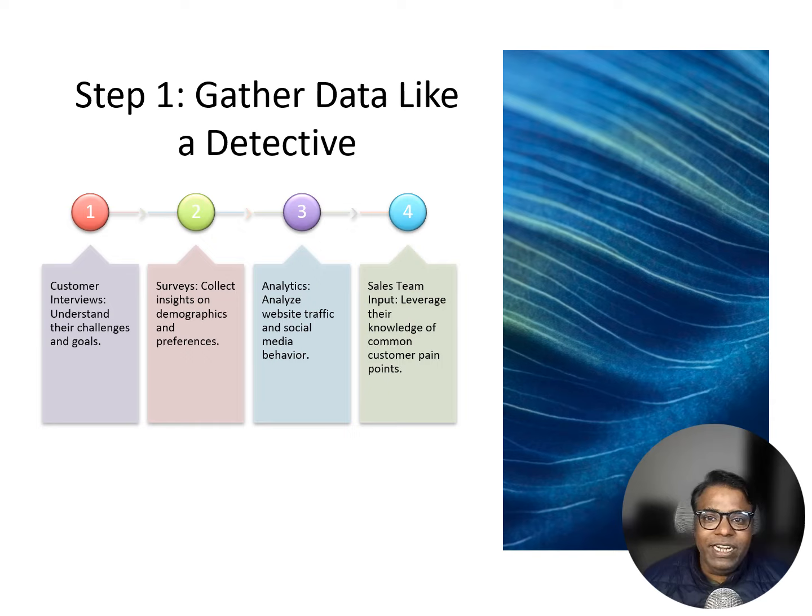The third place where you can find data is in analytics. So check your website traffic with Google Analytics. Look at social media insights for audience demographics. The fourth place where you can find data is from sales team input. Because your sales team talks to customers every day, so ask them about common questions, objections, and pain points. So here's a pro tip for you. The more diverse your data sources, the richer your persona will be.